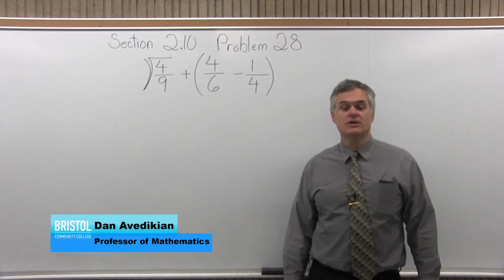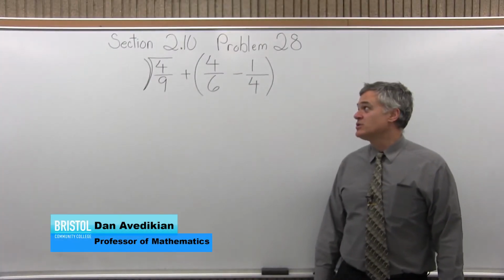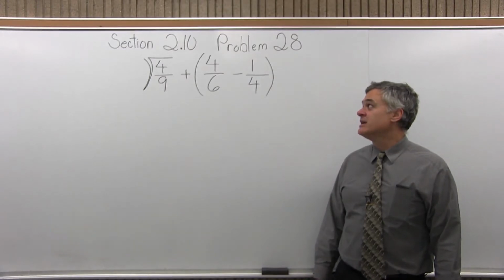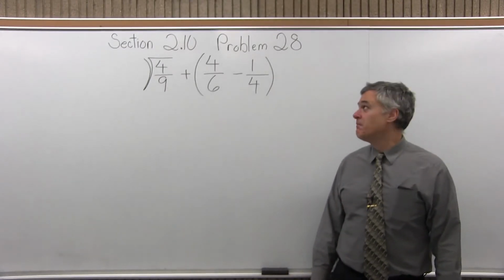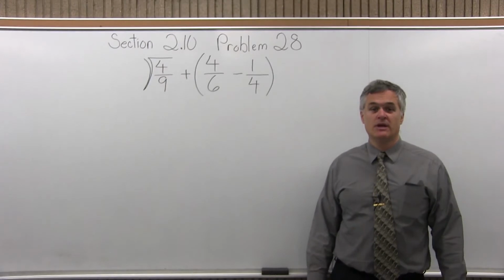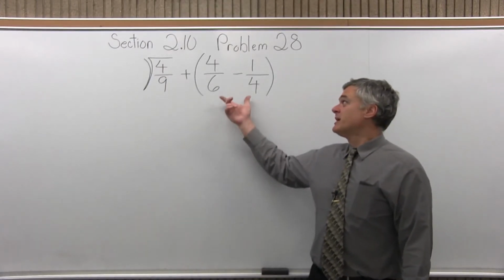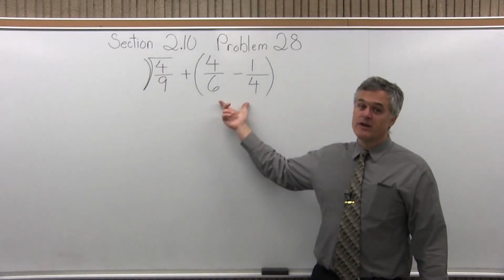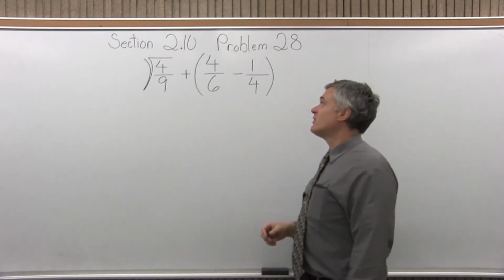This is Section 2.10, Problem 28. We have the square root of 4 over 9 plus, in parentheses, 4 over 6 minus 1 over 4. Now, this problem has parentheses. Any type of math problem, if you have parentheses, you need to deal with those parentheses first.